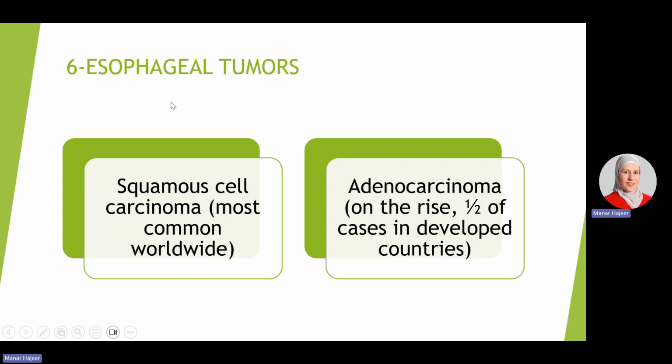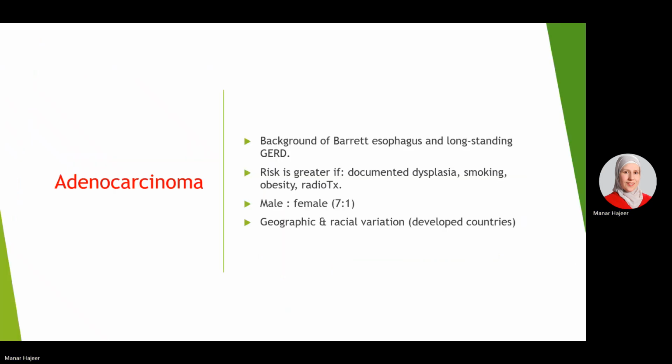And last, we will talk about esophageal tumors, which are divided into squamous cell carcinoma, which is the most common worldwide, and adenocarcinoma, which is on the rise. Nowadays, half of the cases in developed countries are due to adenocarcinoma, and half are due to squamous cell carcinoma. The adenocarcinoma, as I said before, develops from Barrett esophagus and long-standing GERD. The risk is greater if documented dysplasia is present, if the patient is a smoker, obese, or has had radiotherapy before. The male to female ratio is 7:1, so it's very high in males, and there is a geographic and racial variation.